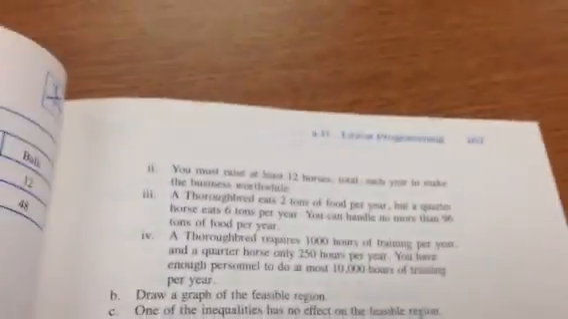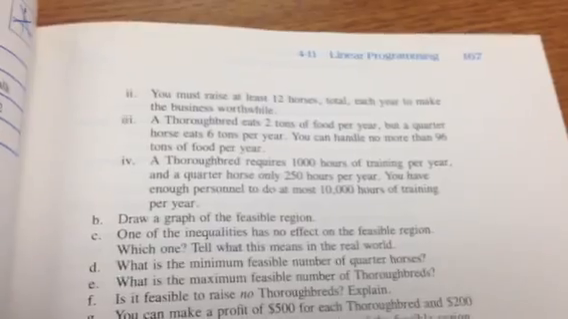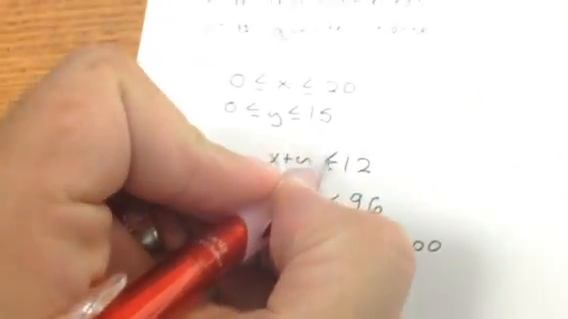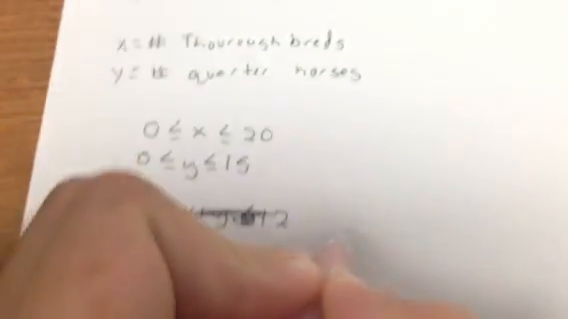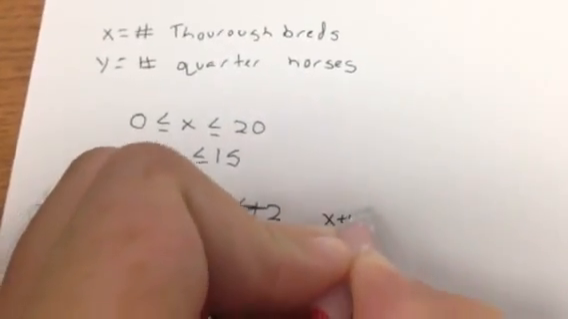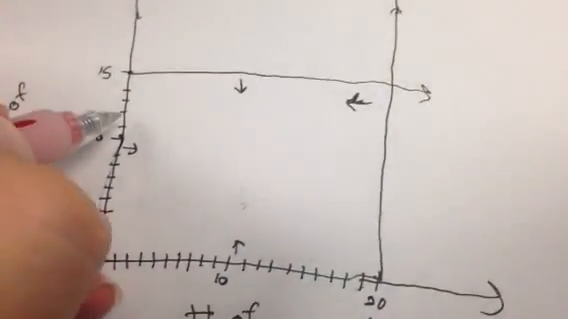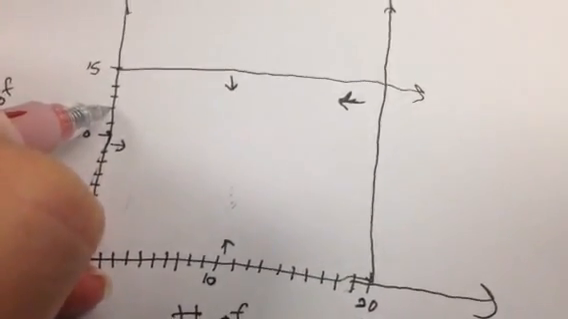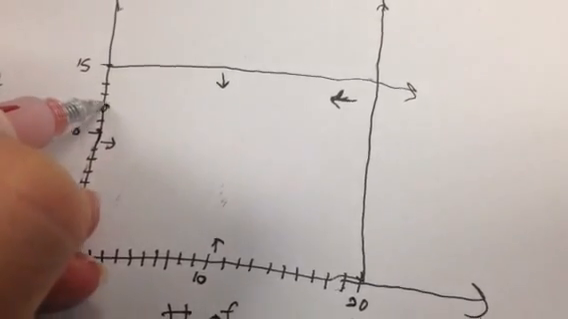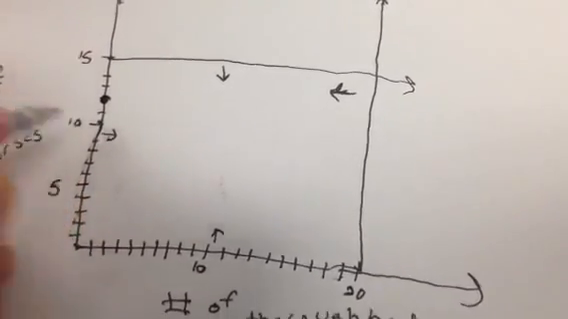Now, do you know what? I'm actually not so certain about that equation. I think I made a mistake. I'm going to go back and check. You must raise at least 12 horses. At least is greater than or equal to. So that's where my first mistake is here. So we have x plus y is greater than or equal to 12. Because we could have more horses, but the smallest amount we could have is 12.